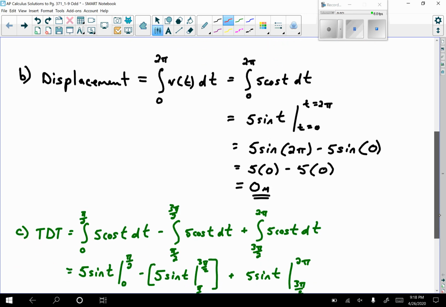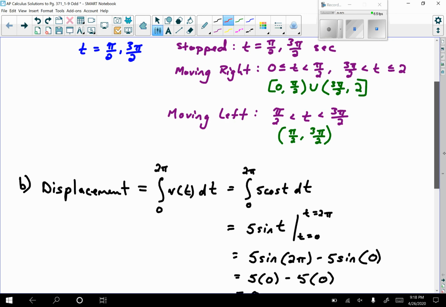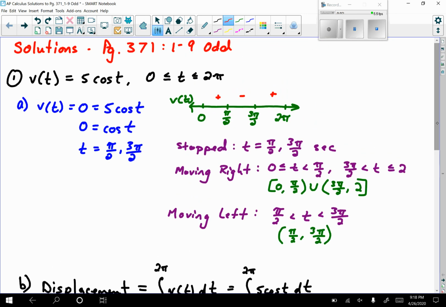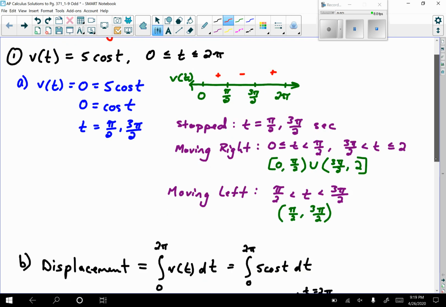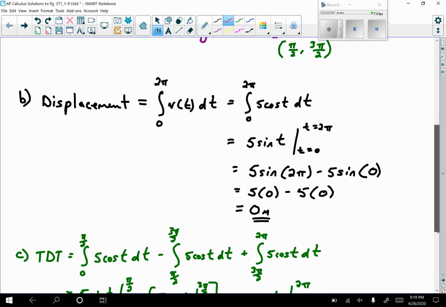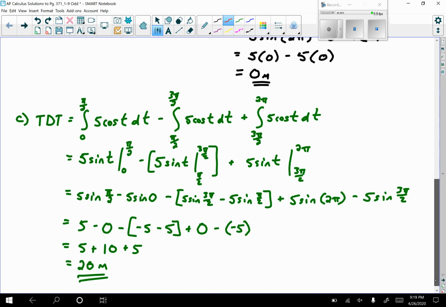Now for the total distance traveled, this is where we need to go back up to this number line. So however many sections we have here, that's how many integrals we're going to have. And any section that we're moving to the left, we have to subtract it because it's moving backwards. Or we take the absolute value of it, because even though we're moving to the left, we still count that. So distance is always positive, so we subtract a negative or an integral that's going to turn out to be negative.